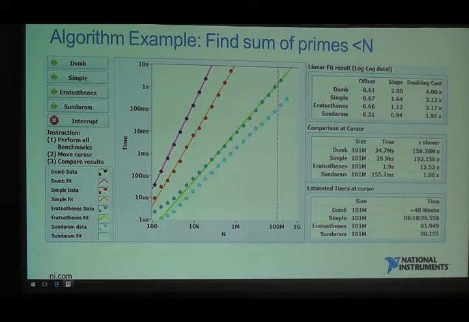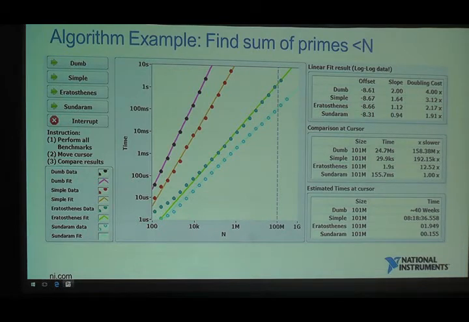The simple one is a little faster, because as soon as a division succeeds, we bail out, and many times that filter occurs very early on, so we don't go with the square. The Eratosthenes goes with 1.12, and that's very close to the value of n log n, which is the theoretical value. And the Sundaram is a slope of 1, because it's really linear the way it's implemented, and it's really fast.